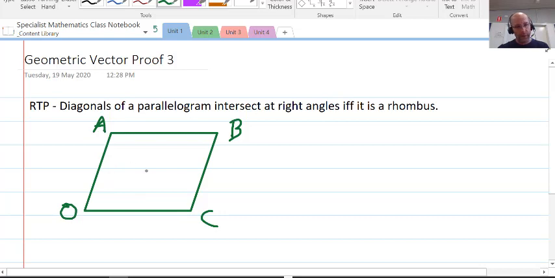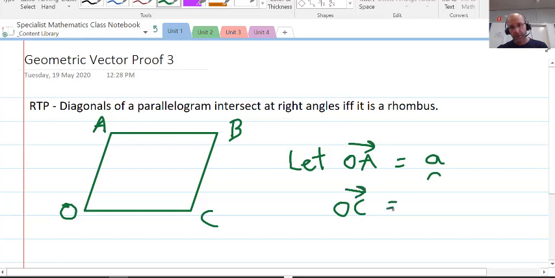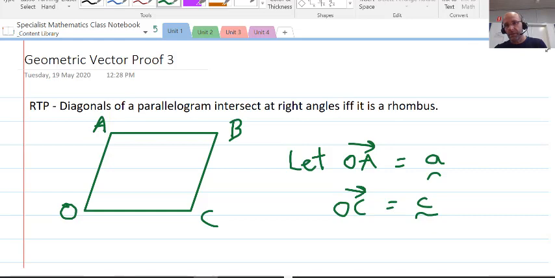Okay, we're going to let OA equal a as such. We're going to let OC equal c as such because we're going to use those.